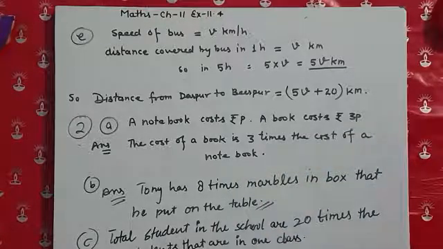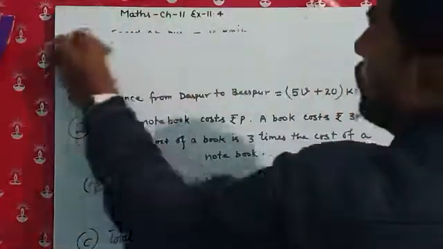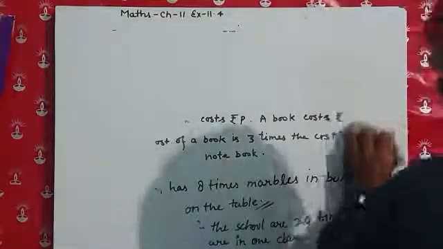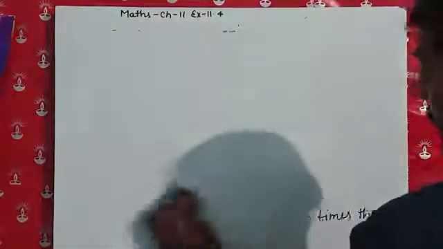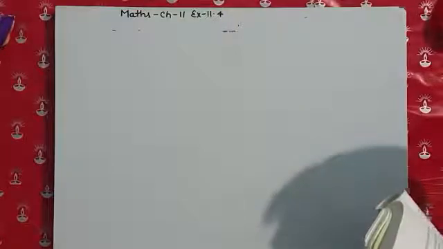So I am leaving the remaining parts. You have to do them by yourself. Now I am going to the next question. So you have to take your book and read the next question. Here the next question is given: Munnu's age is x years. Can you guess what x minus 2 may show?